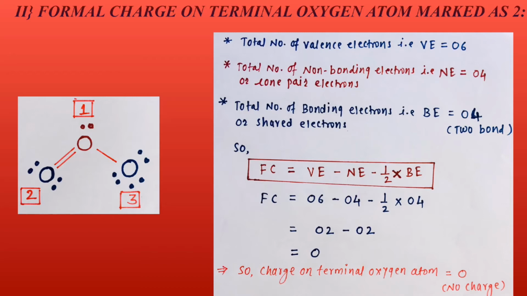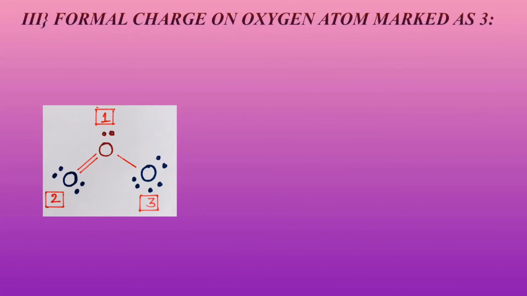Now again, by applying the formula, Fc equals Ve minus Ne minus 1 divided by 2 into Be, and by putting the values in the formula and doing the calculations, the answer comes out to be 0. So the charge on the terminal oxygen atom marked number 2 is 0, or it is chargeless.